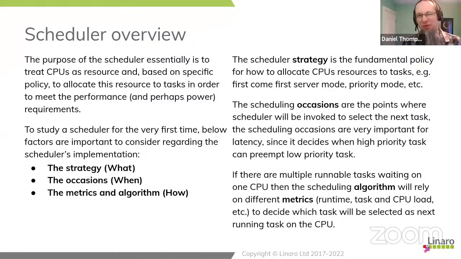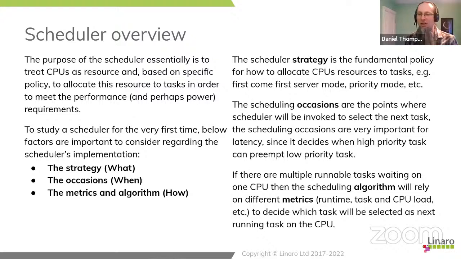So CFS's fundamental strategy is to try and act as though all the competing tasks had individual CPUs, and therefore when they require performance, they get it. And then the fairness comes in when it can't meet that goal.